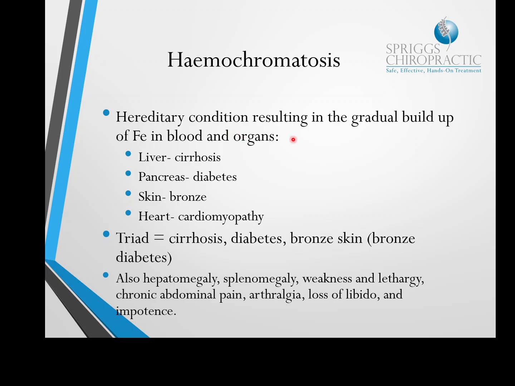Haemochromatosis is a hereditary condition resulting in a gradual build-up of iron in the blood and within the organs of the patient. Obviously, once it builds up in the liver, it will lead to cirrhosis. In the pancreas, it will lead to diabetes. In the skin, it leads to a bronzing of the skin, which is why this is commonly called bronze diabetes. And in the heart, it will cause cardiomyopathy. The triad is obviously all of them: cirrhosis, diabetes, bronze skin, which is again why it's called bronze diabetes.